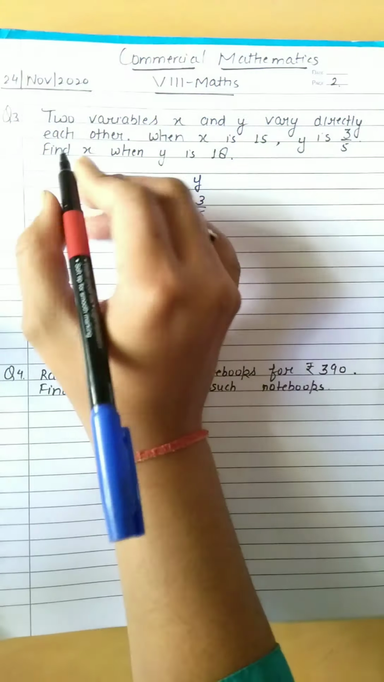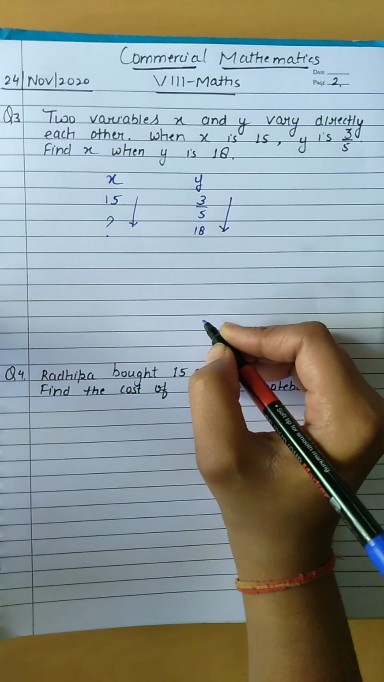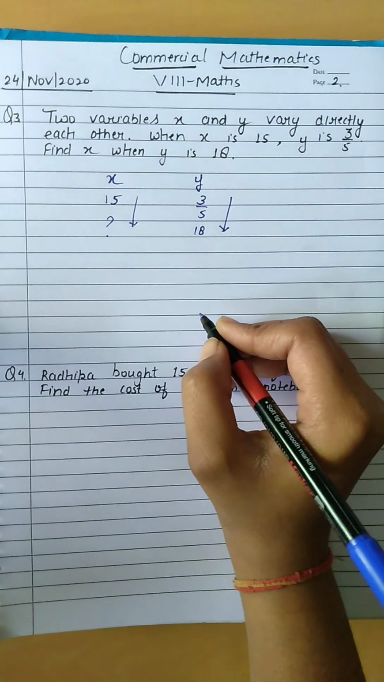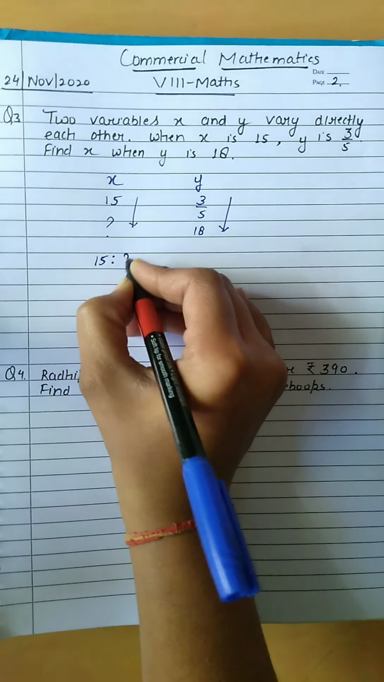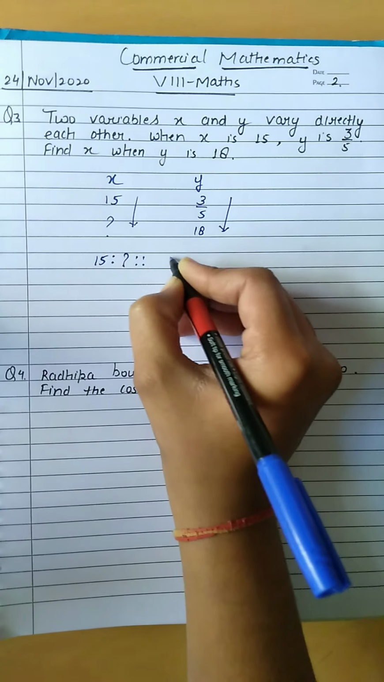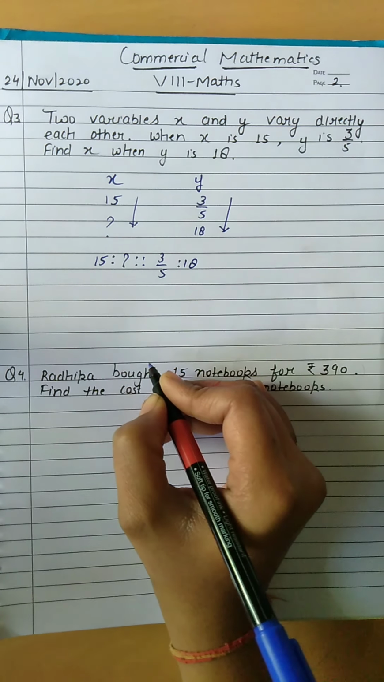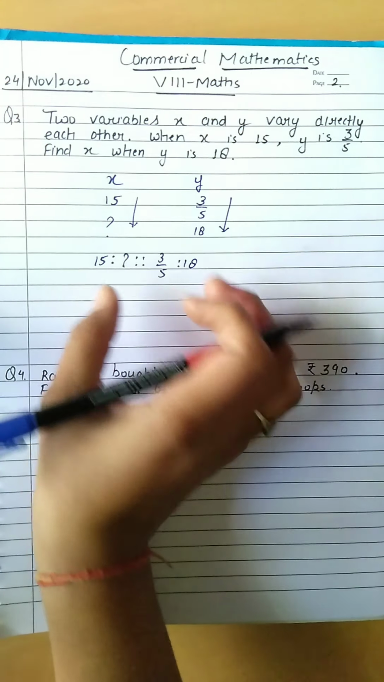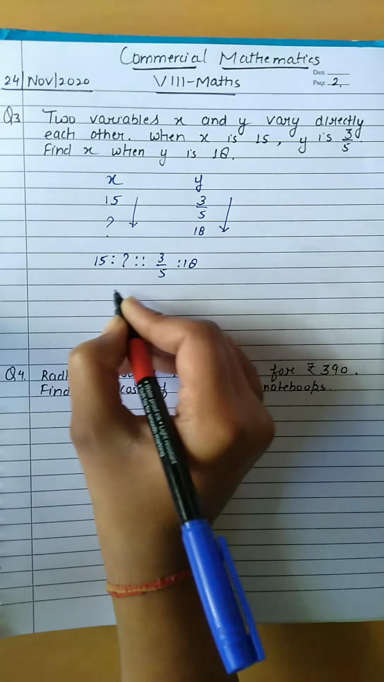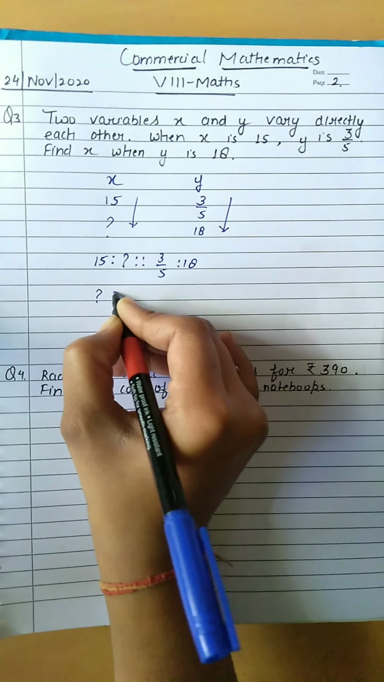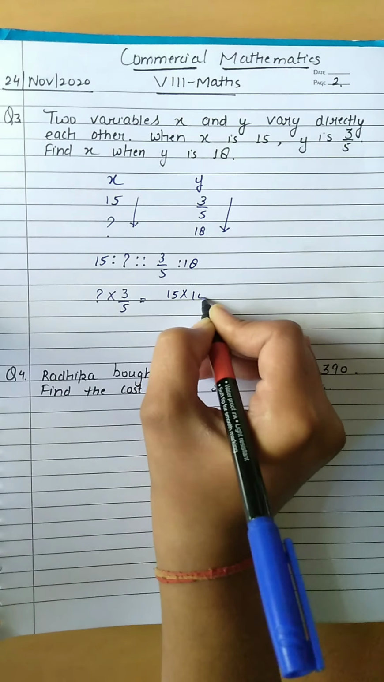And students, as you can see here, there is direct variation. Okay, any doubt here? Okay, so we can write 15 is to question mark as 3 upon 5 is to 18. Okay, so you can find easily product of extremes is equal to product of means. So students, we can write question mark into 3 upon 5 is equal to 15 into 18.